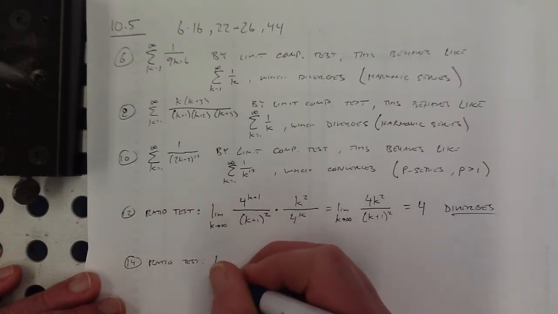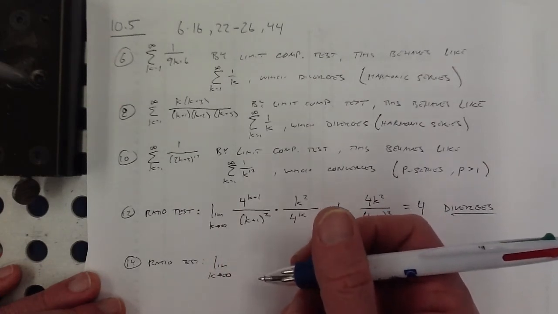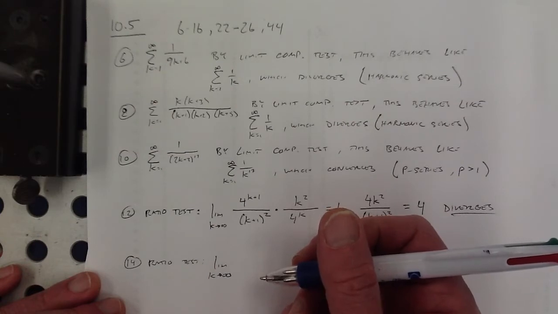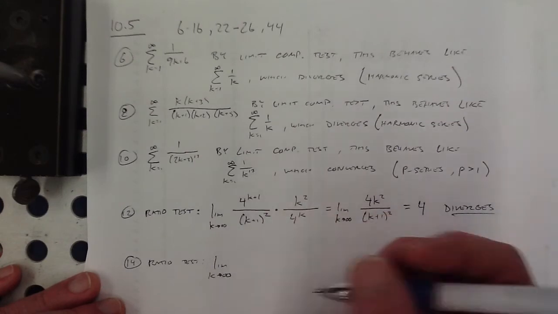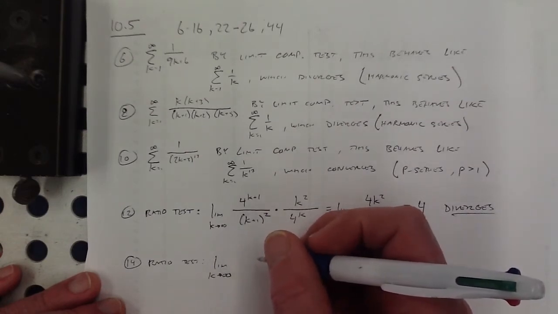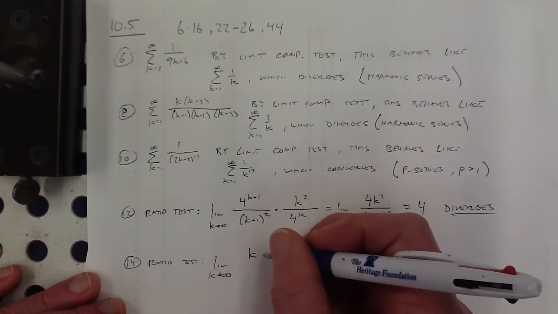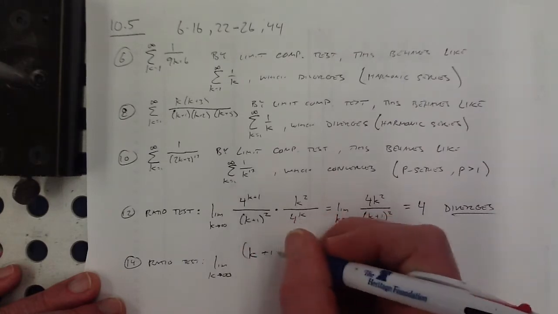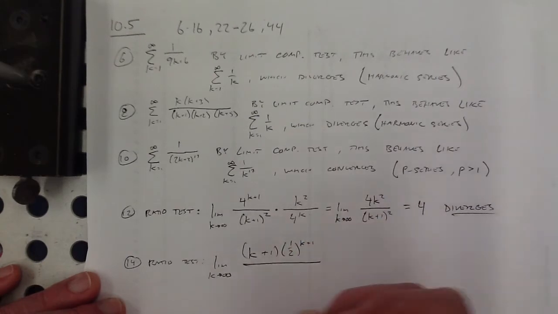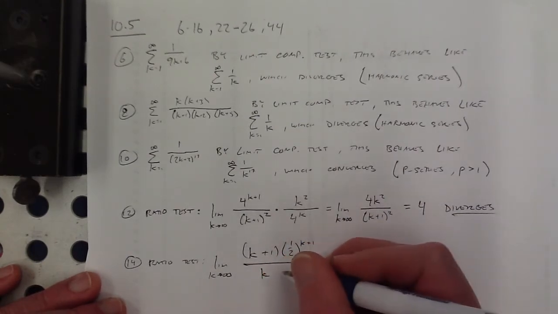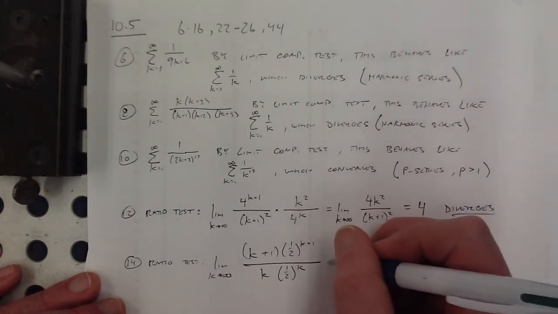14, ratio test. I'm going to find the limit as k approaches infinity of k times 1 over 2 to the k. There are different ways you could write that, but I'll write it like that. I don't have to do the times reciprocal. I can just put my k plus 1 term like this, and then just divide by this. That works just fine.